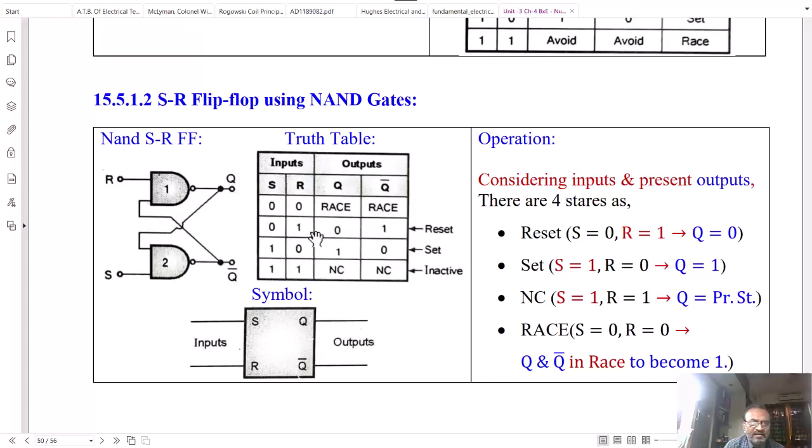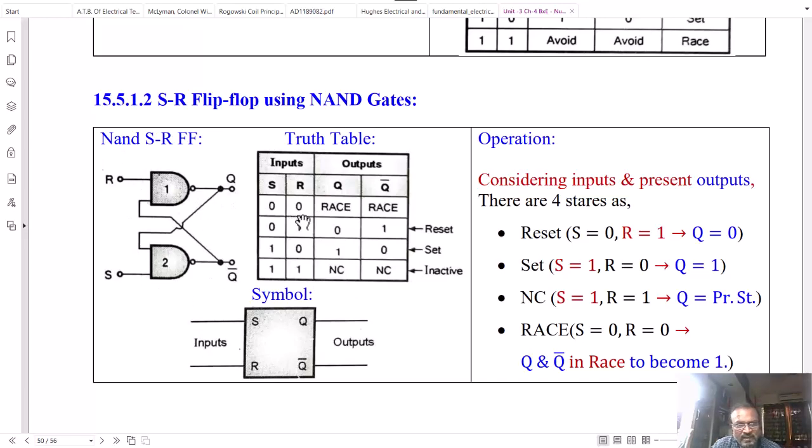Here, the next figure shows the SR flip-flop using NAND gate. Two NAND gates are used. R and S inputs are connected to gate 1 and gate 2 respectively. And Q bar output of the second gate is cross-coupled to another input of the first NAND gate, and Q output of the first NAND gate is cross-coupled to the second input of the second NAND gate.